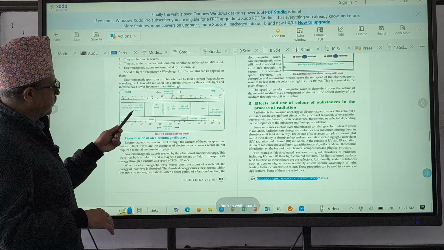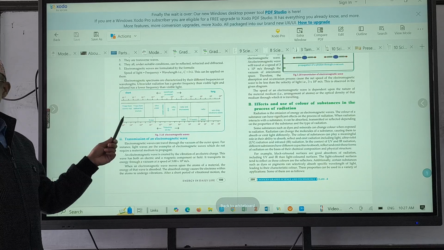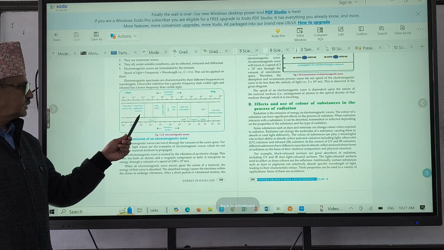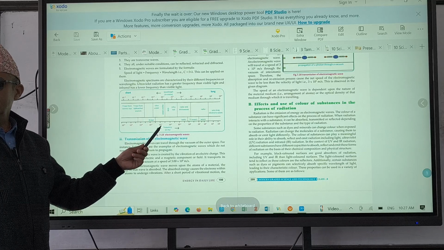One thing you have to keep in mind, the different electromagnetic waves are gamma rays, X-rays, UV rays, visible light.